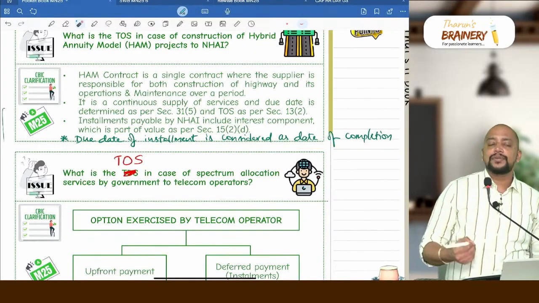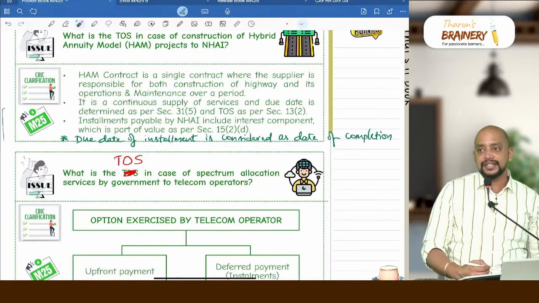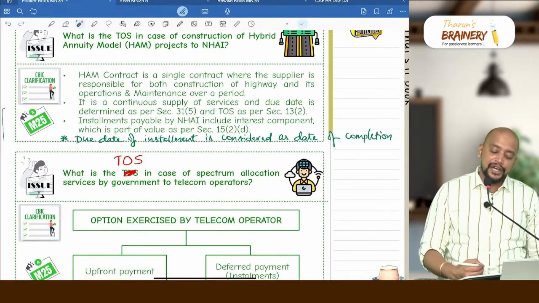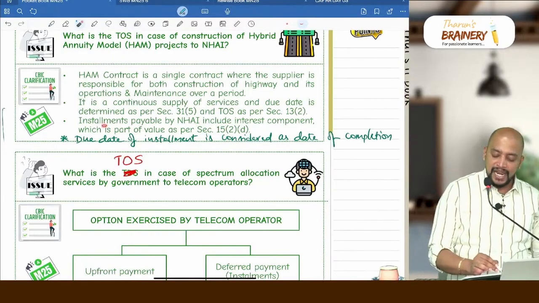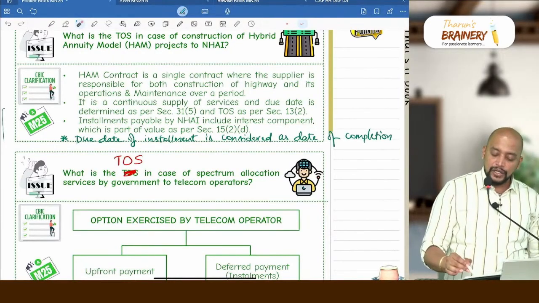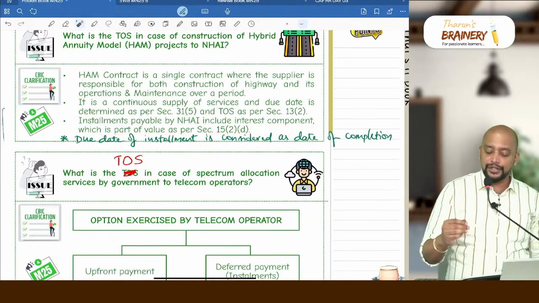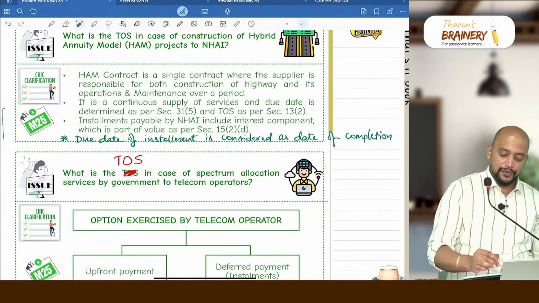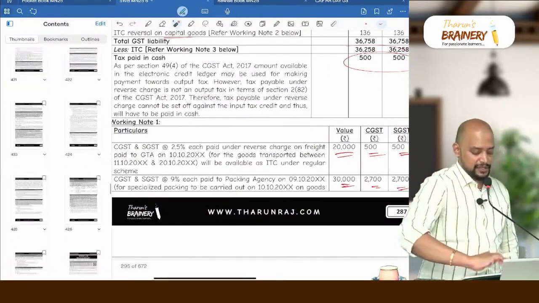And in every installment there will be interest component also. As there is interest component in every installment, should that be included in the value or not? Yes, definitely it should be included in the value. Installment payable by NHAI includes interest component, which is part of value as per section 15(2)(d). Now look into one question related to this. I have given one question on amendment for this.